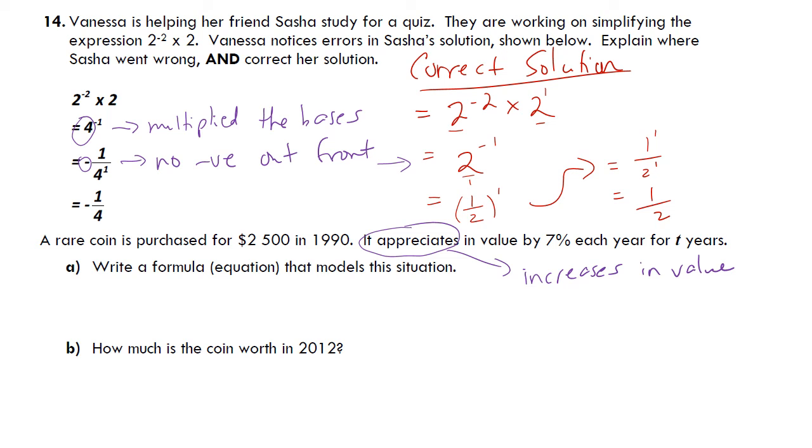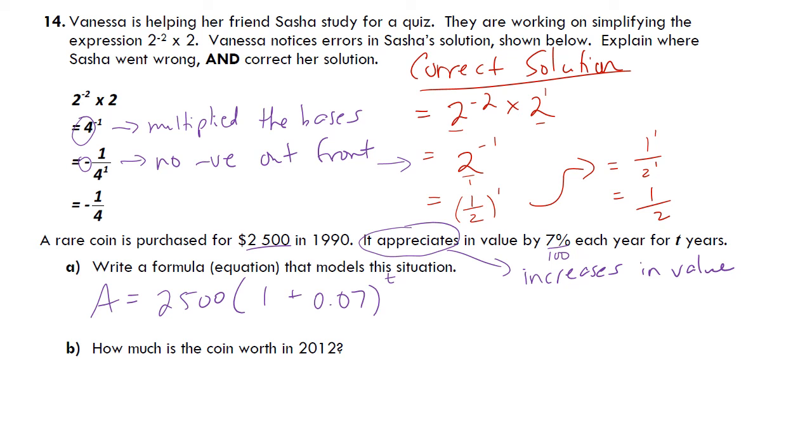So write a formula. A equals our starting amount, 2,500. And if it's appreciating, it's increasing, so we know it's plus. Don't write 7 here. Remember, you have to convert that to a decimal first, so divide by 100, 0.07, and then to the exponent t for time.